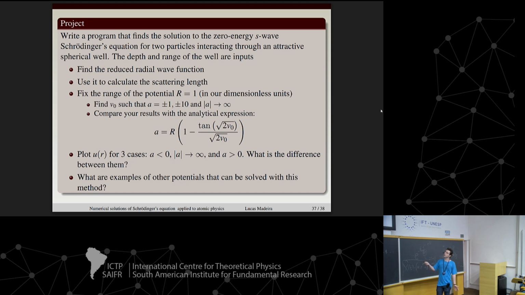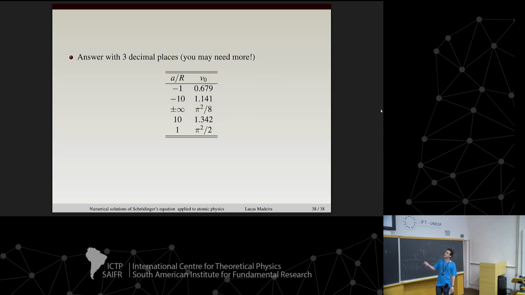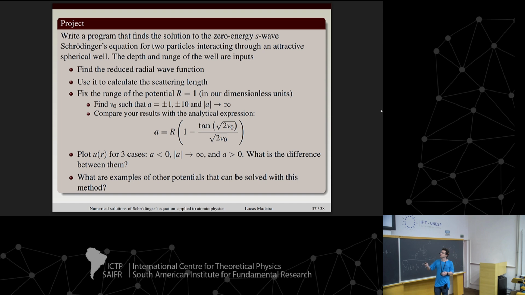What are examples of other potentials that can be solved with this method, okay? And in the last slides, I leave the results that I get for V0 with 3 decimal places, okay? So depending on the precision that you want, you probably need more decimal places here, especially for unitarity. Well, that's it. Can you see this project working out? Can you see, do you imagine yourself writing this program, or do you anticipate some difficulties?